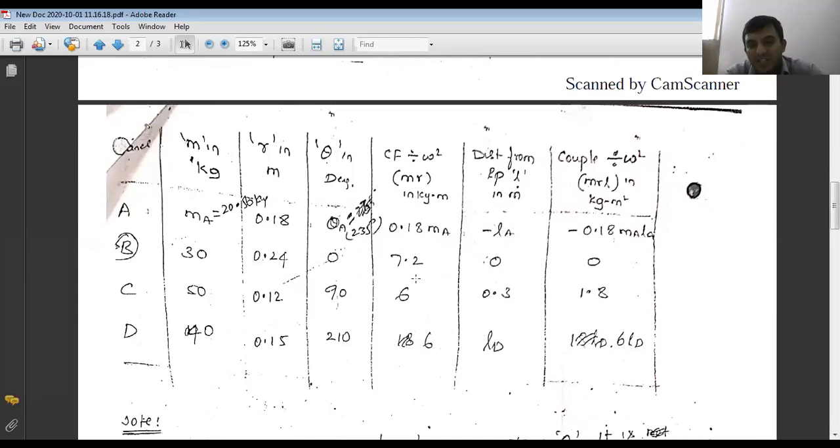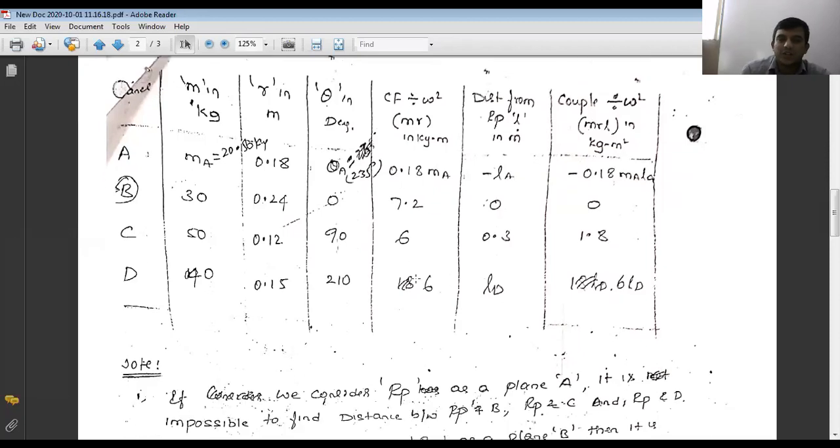For the force polygon, what is the scale you are going to choose? See the values: 7.266 kg meter is there. What is the scale you are going to choose? Is it possible to take 1:1 or a reduced scale? Yes, 1:1. Go ahead with 1:1, or you can take a reduced scale of 2:1 also.